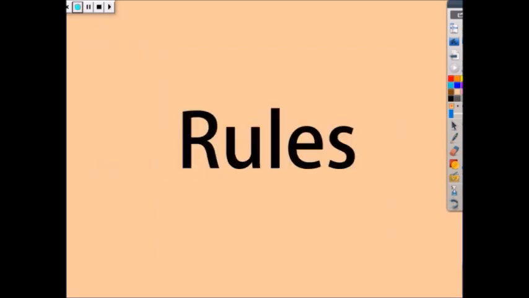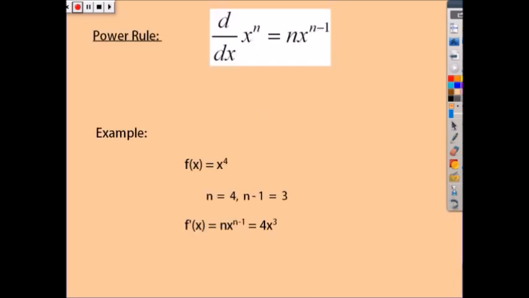Now we will go over some rules. First is the power rule. As shown on the first graph, the derivative of a constant multiplied to a variable is the constant. For example, the derivative of y equals 3x equals 3.